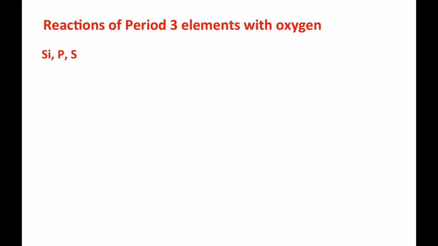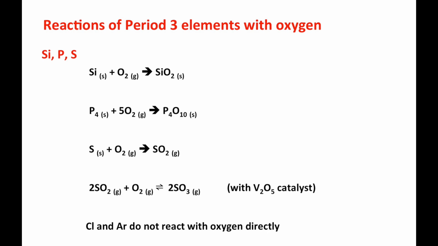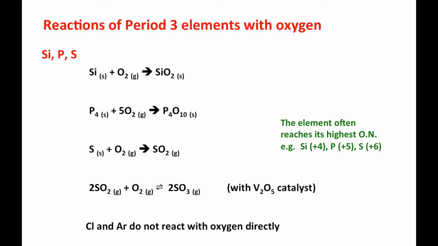How about the non-metal part? Silicon, phosphorus, and sulfur. And here shows the equation. All of them become oxides. Silicon becomes silicon dioxide. Phosphorus becomes P4O10. Sulfur becomes SO2. Under a suitable catalyst, V2O5, it can form SO3, sulfur trioxide. And chlorine and argon do not react with oxygen directly. So you can see, for the non-metal part, the element will often achieve its highest oxidation number. For example, silicon, phosphorus, and sulfur can obtain the highest oxidation number easily.